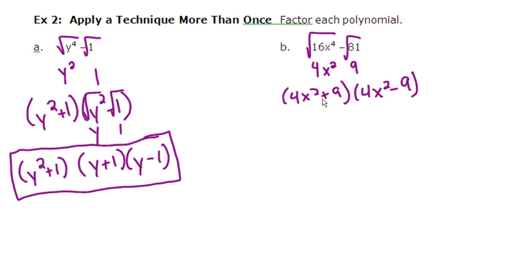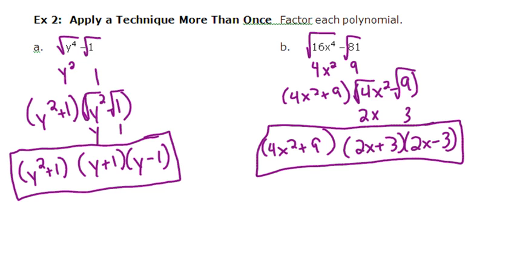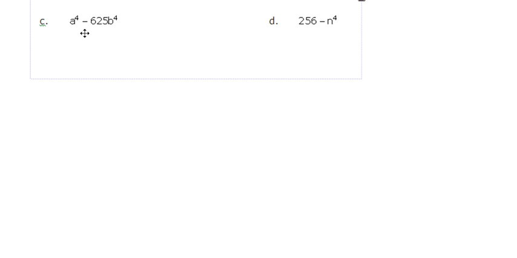Here it's two terms and a plus sign, so I can't do anything. Here it's two terms and a minus sign, so I check. These are perfect squares. The square root of 4 is 2. Square root of x squared is x. Square root of 9 is 3. So this can break down even more into 2x plus 3, 2x minus 3. Then bring down the 4x squared plus 9. So here is my answer. So let's try a couple more.